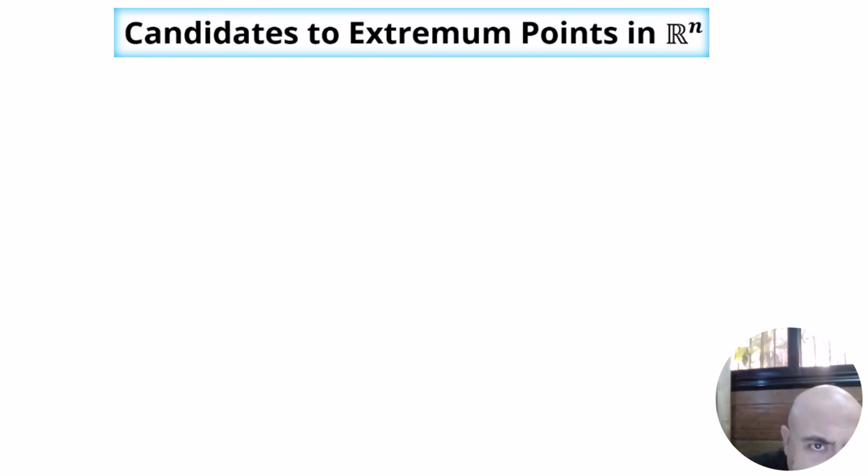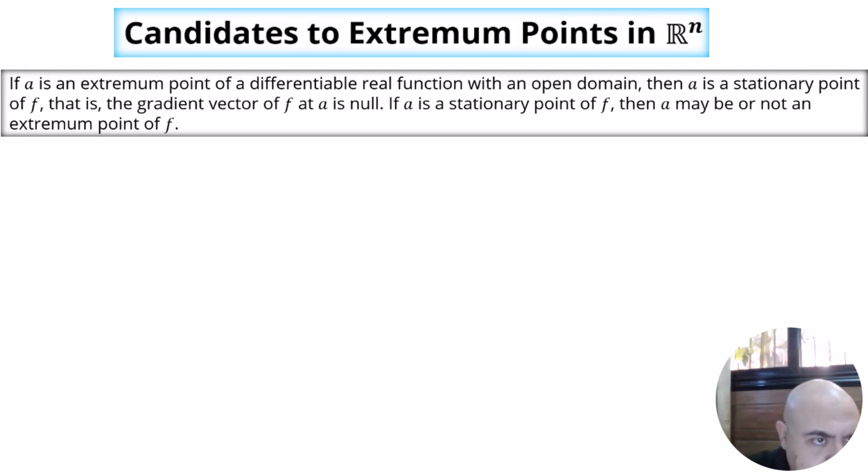Okay, candidates to extremum points. This paragraph is important. You will have to read it very well and digest it. If A is an extremum point, meaning A is a critical point, which means f dash equals 0, of a differentiable real function with an open domain, so it's not a restricted domain, it's an open domain, then A is a stationary point of f. So A is one of the stationary points of f.